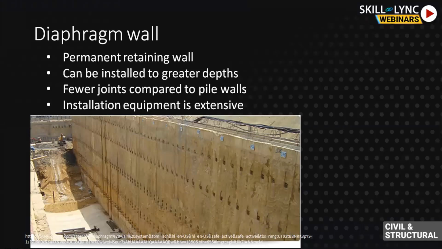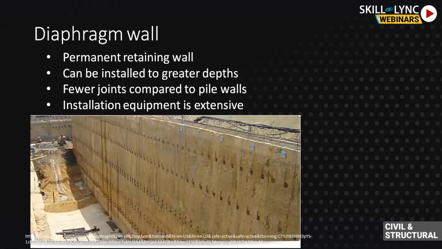But the installation equipment is a little bit extensive. So when you go for small excavations, like 10 meters for temporary cases, for very lesser depth, you need not go for a diaphragm wall. Generally, in most of our underground metro stations, diaphragm wall is predominantly used for the permanent walls. For other temporary cases, sheet pile wall is predominantly used. If no water table is present at that location, contiguous pile is also used.